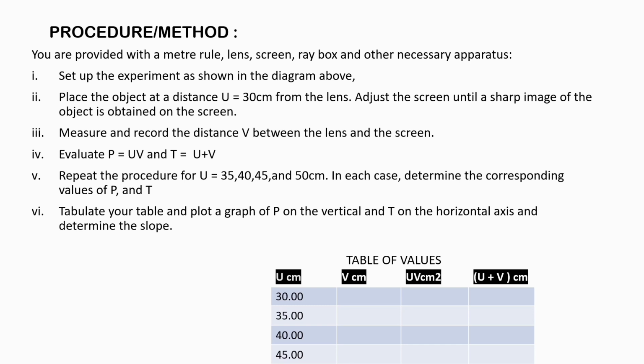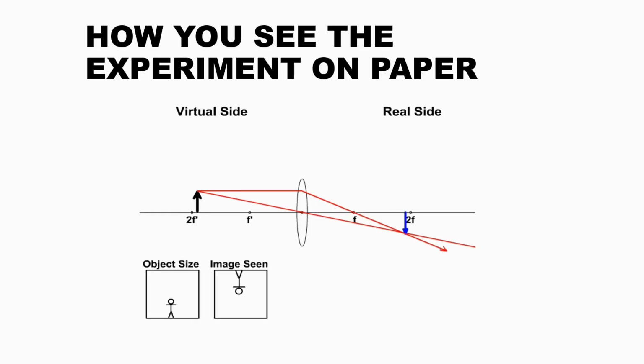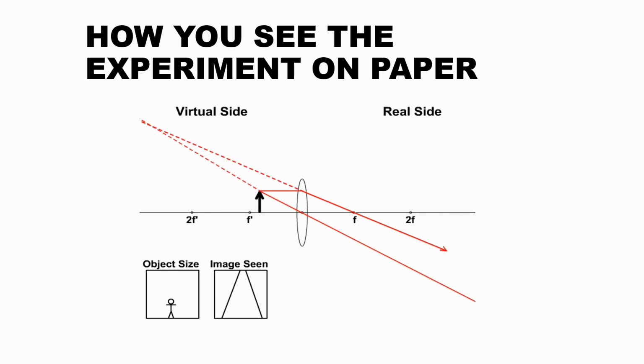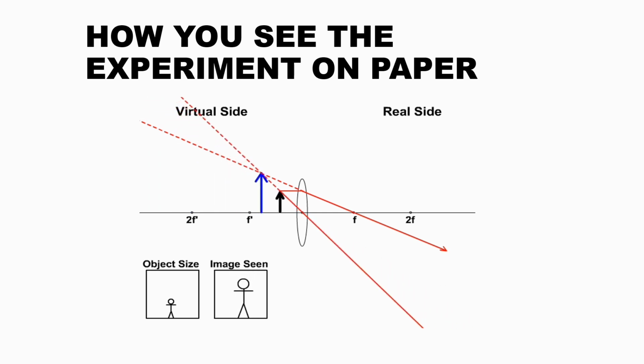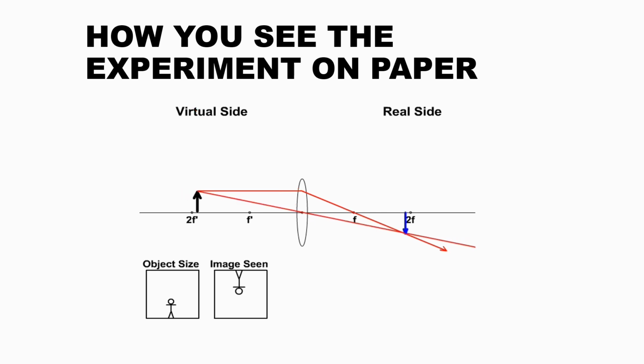Look at the theory behind the experiment we are doing. This is how you see it on paper, in textbooks. This is the drawing you are going to see. And this little video is showing you what happens when an object is changing position in front of a convex lens. Now, the black arrow is the object, while the blue arrow is the image.